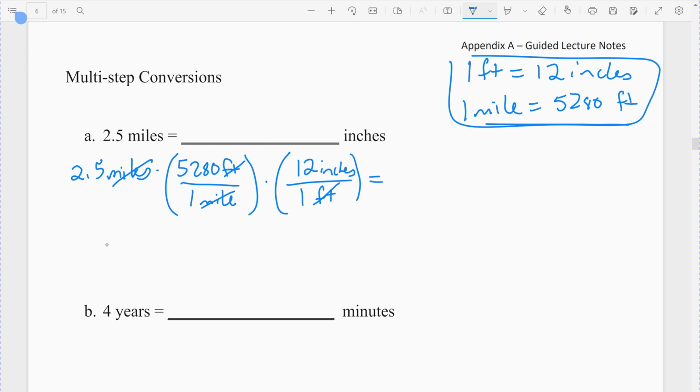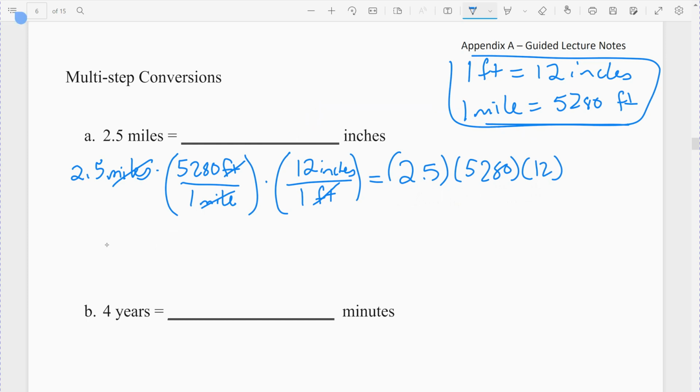All right, so when you multiply it out, like I said, you could have done this one piece at a time. I'm going to do it all in one shot, though. So you're going to take the 2.5 miles in your calculator. So this is how you type it on your calculator: 2.5 times 5,280 times 12, and that will leave you with the inches you're looking for, all right?